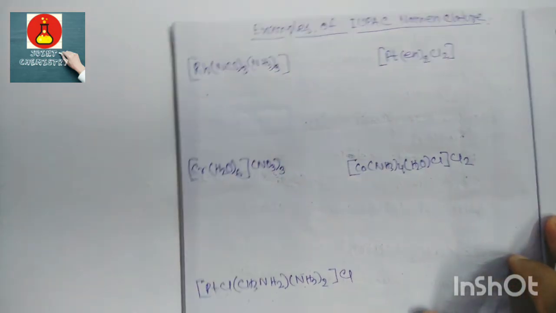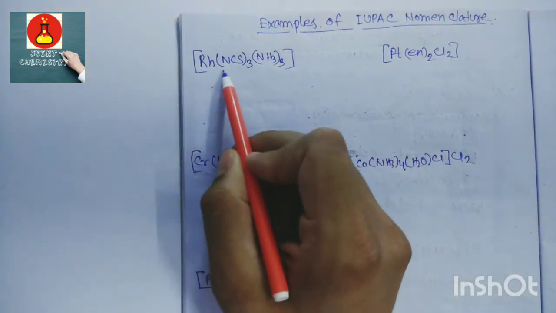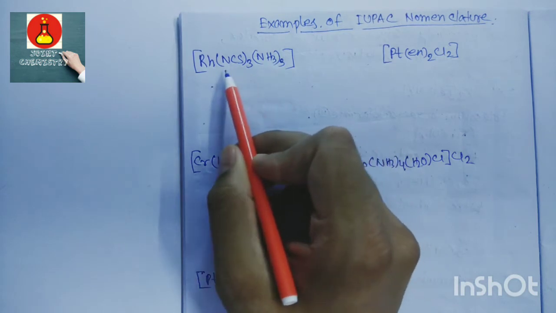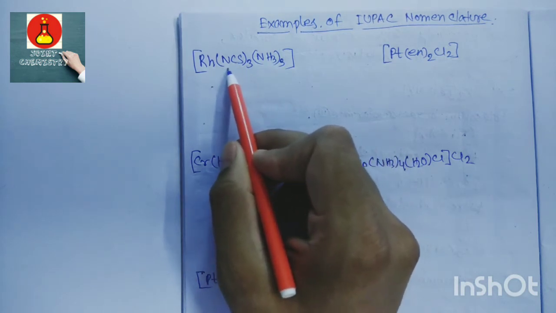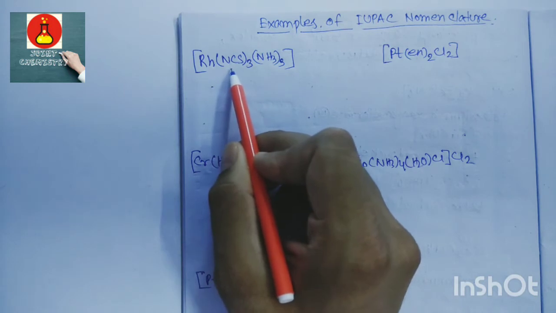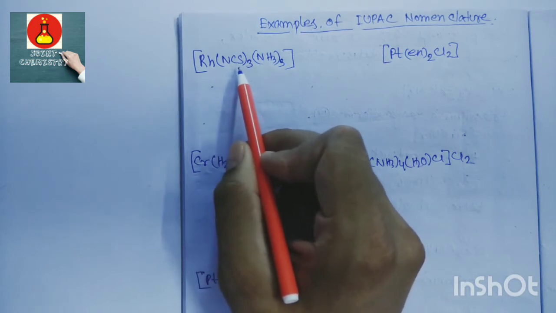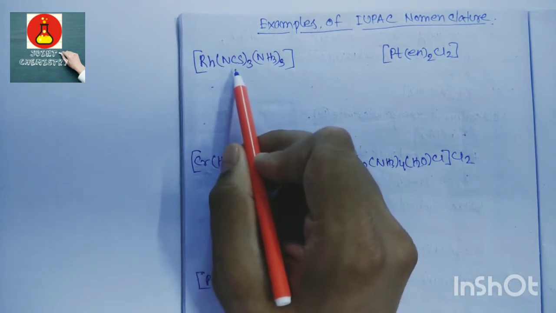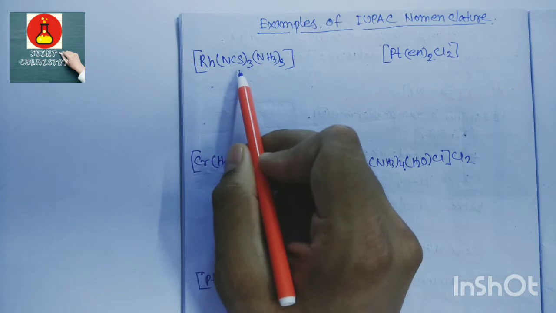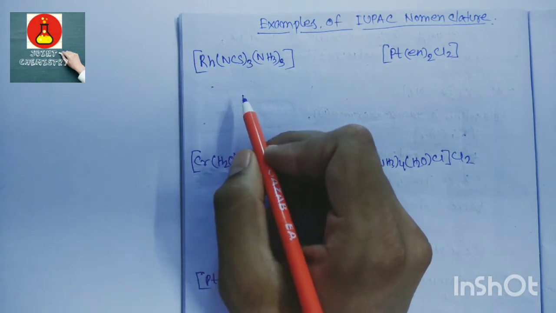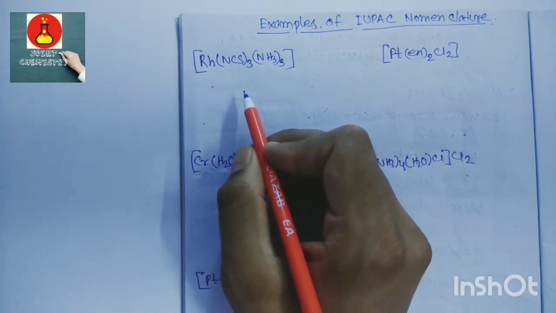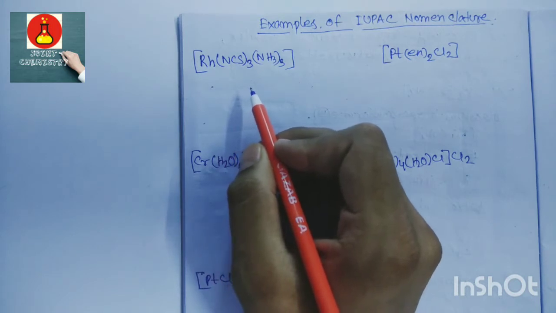Okay, so let's start. At first, this is the complex rhodium NCS whole 3, then NH3 whole 3. Here NCS is isothiocyanide. I told you in the first video why it is isothiocyanide and when it is only thiocyanide, because it is an ambident ligand. I told you about every kind of ligand, their classifications, examples and names. So you should go to my first video on coordination compounds so that you will understand what I'm talking about.